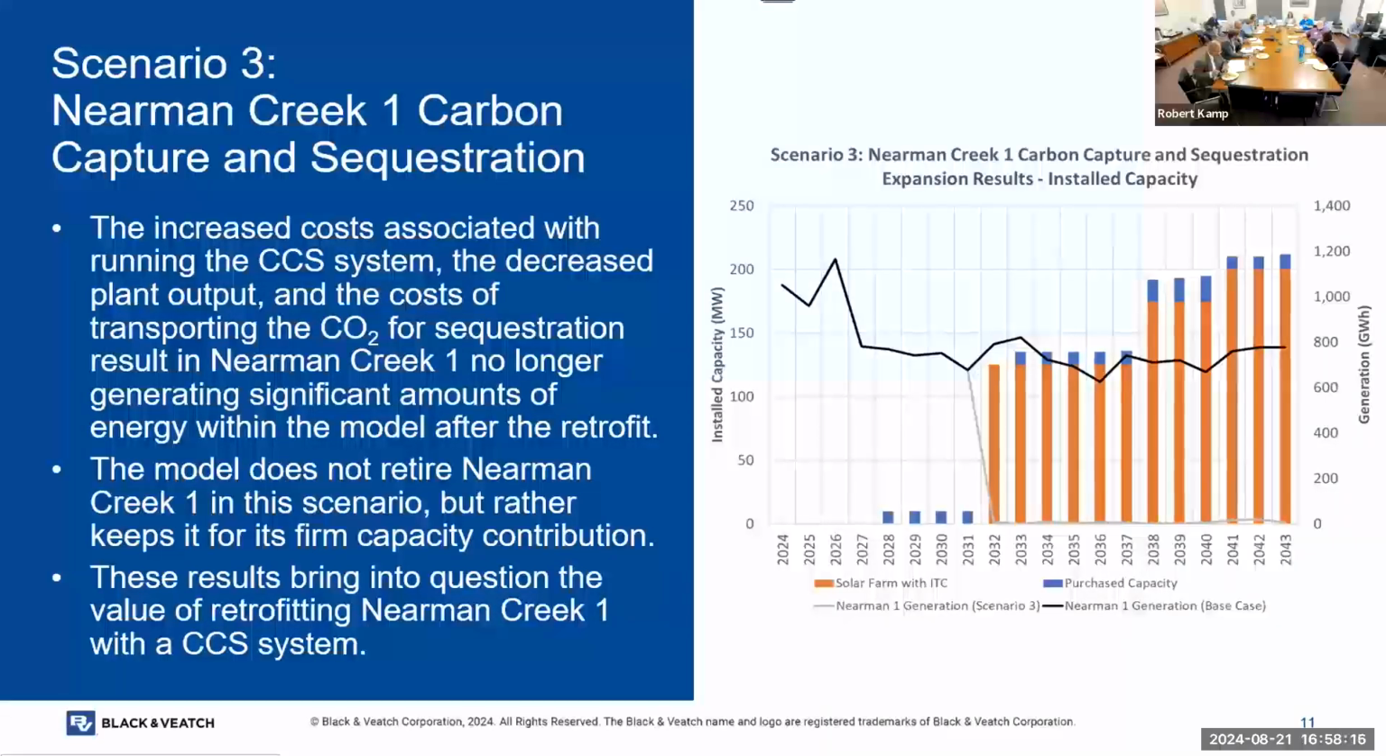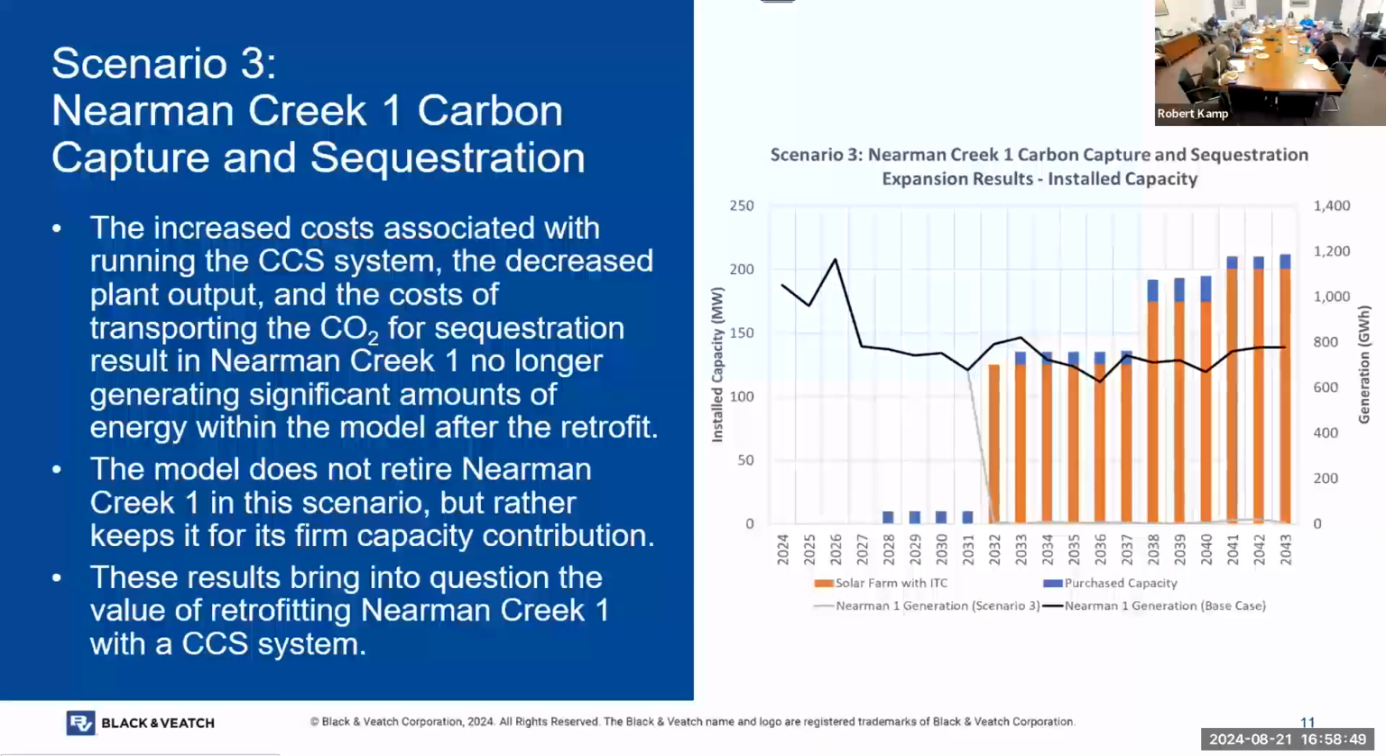Interestingly, the model does not retire Nearman Creek 1 in this scenario because it is still able to claim the firm capacity. And since it's already built, it's not a replacement cost. And since we forced it to retrofit, it just keeps it as a reserve unit that doesn't run. But these results do bring into question the value of this sort of retrofit at Nearman 1.